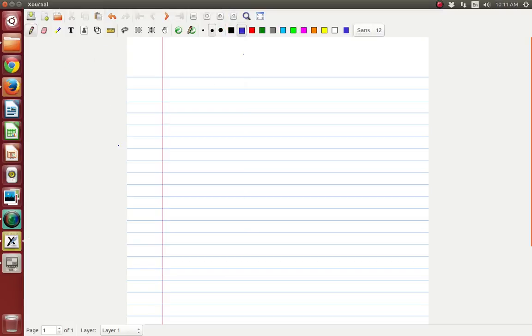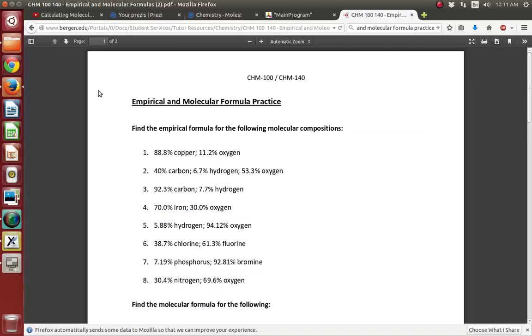Today we're going to go through a practice problem on calculating empirical formulas for part 1. In part 2 we'll do one with molecular formulas. This one just says find the empirical formula for the following molecular composition. So this is your percent by mass. We're going to do number 2 here.